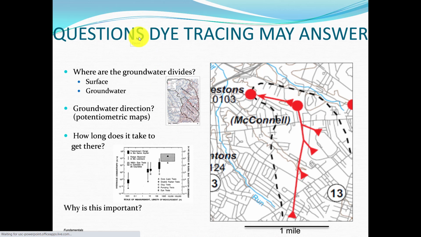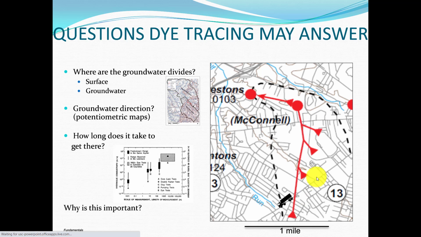understand a Karst environment. So if you're doing dye tracing, what kinds of questions might that answer? Where are the groundwater divides? It's important to know where the groundwater divides are, both in surface water and groundwater. What direction is the groundwater moving? Dye tracing can tell you that. It can tell you how long it takes to get there.